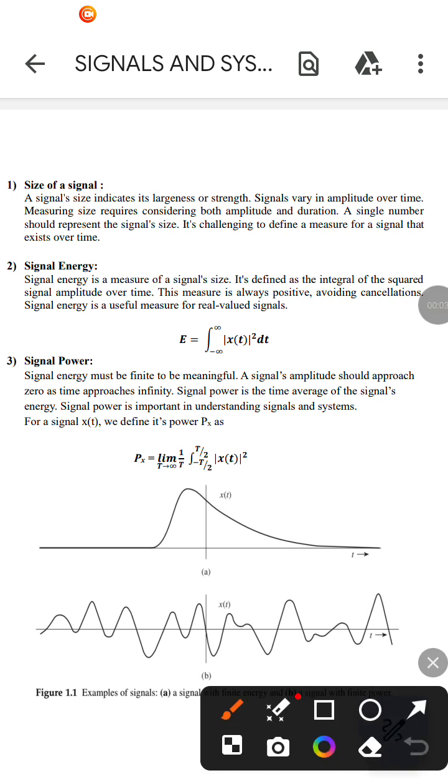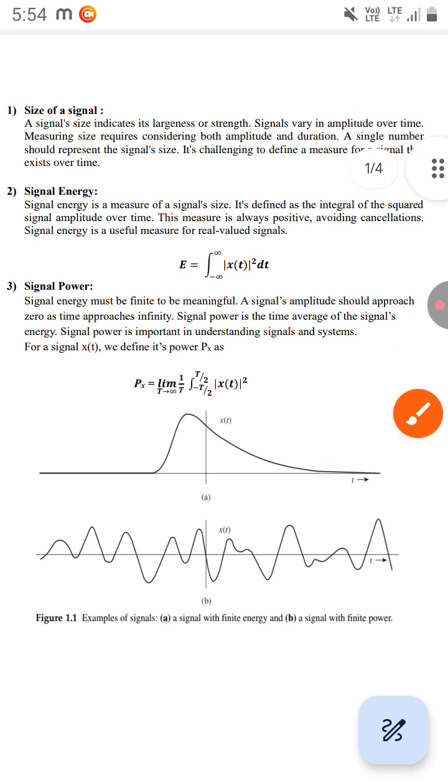Today we are here to discuss the size of a signal. Here a signal size indicates its largeness or strength, where signals vary in amplitude over time, and measuring a signal requires both amplitude and duration. A number should represent the signal size, and it's very challenging to define a measure of a signal that exists over time. The next one is signal energy.